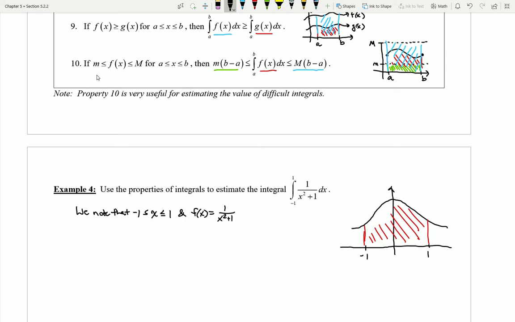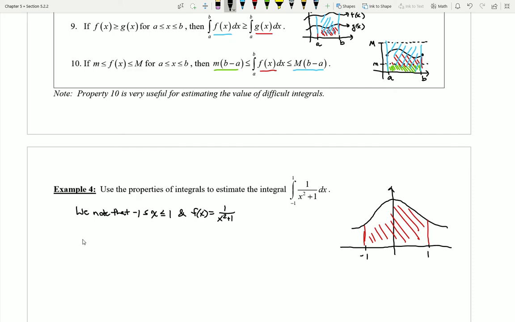Now, if I want to use property 10, I need to create my f of x function being bounded by two different numbers. I need to create a number, a big M value that's always bigger than my function, and a little m value that's always smaller than my function. Okay, so we're going to go ahead and try to do this here and think about this algebraically. So let's take a look.